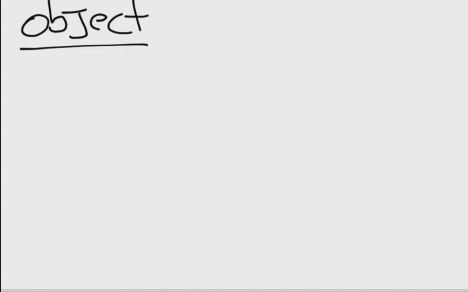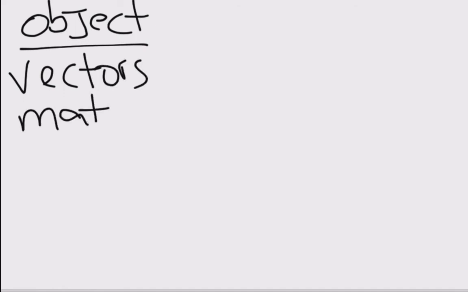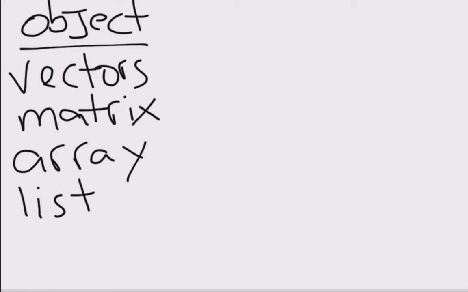And there are a couple of objects that we should know a little bit about. Vectors, something called a matrix, something called an array, a list, and a data frame.